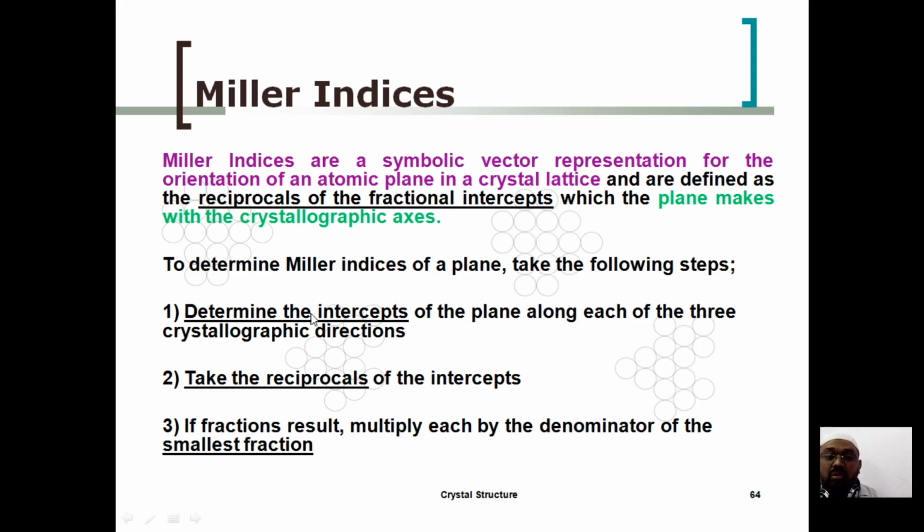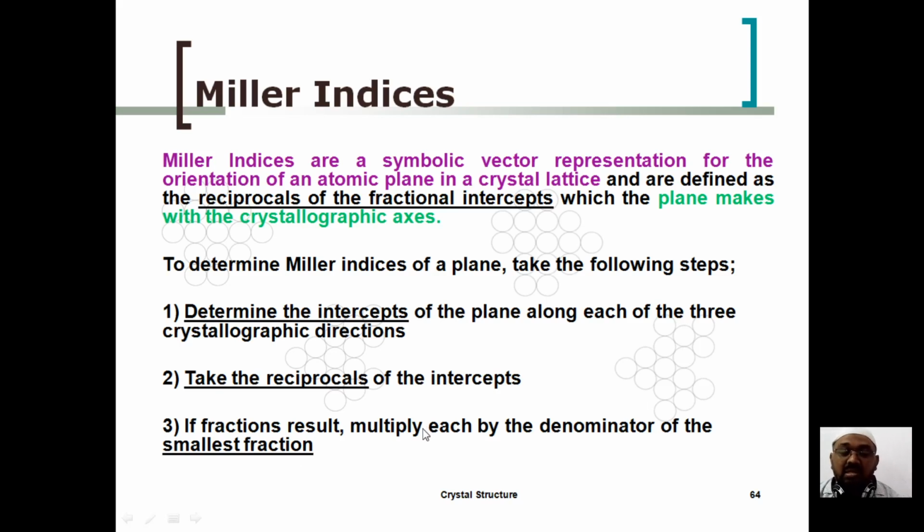Whatever intercepts you got, those intercepts should be taken as reciprocals. When you take the reciprocals of the intercepts, you then need to simplify them. How will you simplify? For example, you got the intercepts as 1 by 2, 1 by 3, and 1 by 4. Whatever numbers are in the denominator, 2, 3, 4, you take an LCM, and that LCM value should be multiplied with the reciprocal fraction values. Whatever simplified values you get will be considered the Miller indices.